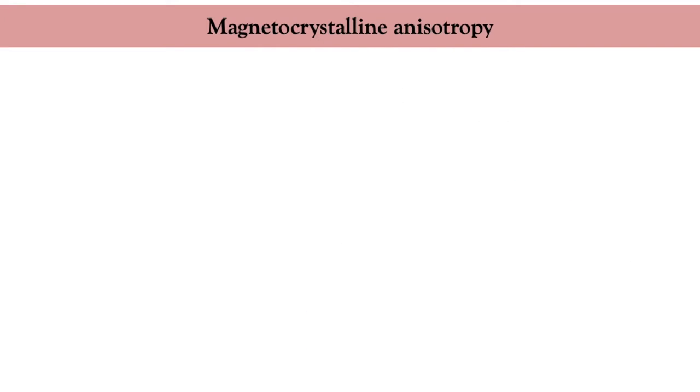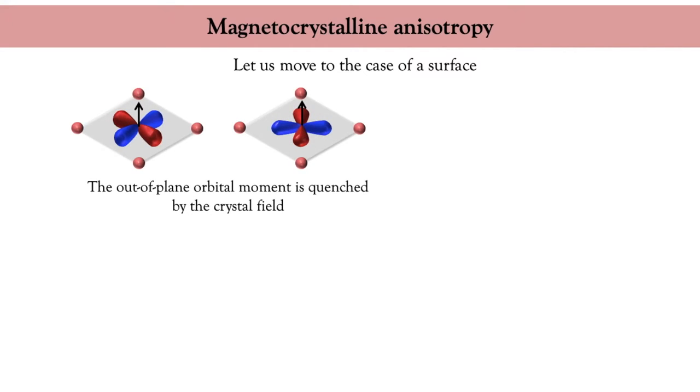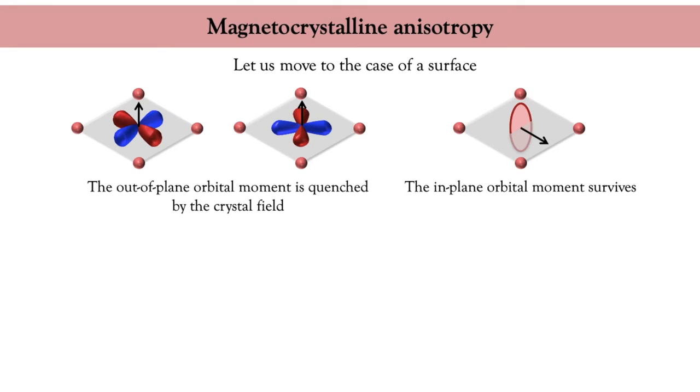The reason why magnetocrystalline anisotropy is not too large in 3d transition metals is because the close-packed structure has a very high symmetry. Actually, things become really interesting when we lower the symmetry and consider a surface or an interface. If I take a square lattice of ions, the electrons whose orbitals are confined in the plane fill the crystal field of the square lattice, and therefore the out-of-plane orbital moment is quenched. On the contrary, the electrons occupying orbitals that have lobes out of the plane do not experience the crystal field, and therefore the in-plane orbital moment does not vanish.